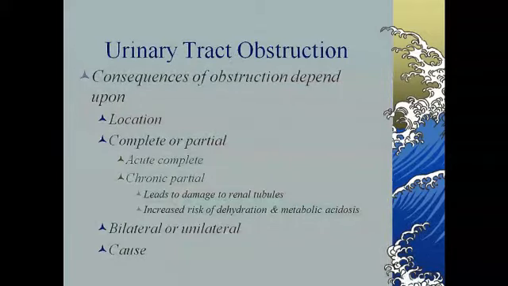Urinary tract obstructions. So now we're going to talk about the abnormal. We've talked about the normal. Now we're talking about the abnormal. Urinary tract obstruction, whether or not it causes a problem, depends upon where it's located. Is it in the ureter? If so, it's going to cause hydroureter or hydronephrosis. That means that urine will collect within the renal collecting system and will cause a retrograde increase in your hydrostatic pressure. It could be complete or partial.